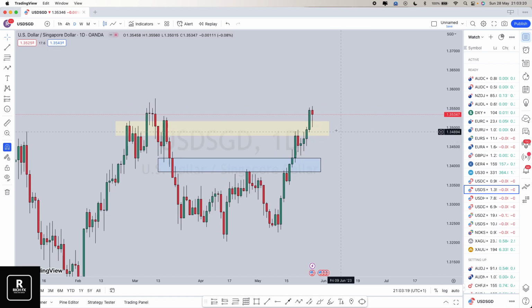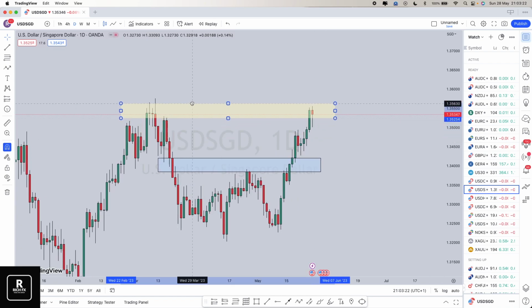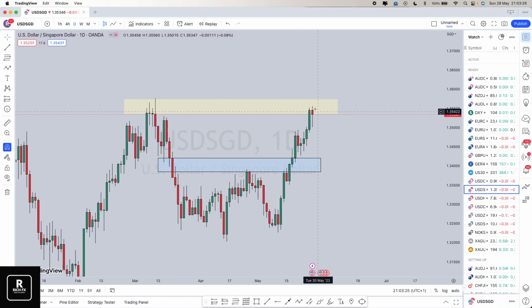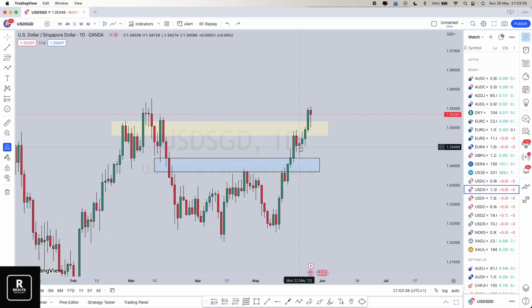Next pair, USD SGD. Same thing, really. You can see if I move this up over here, it's the same as the previous pair I just showed you. Resistance zone is giving us that retracement candle. But then if you look over here, you've got a flip zone. So resistance turned to support, back to resistance. Came back down a bunch of times. Back to resistance again. Gave us that small retracement.